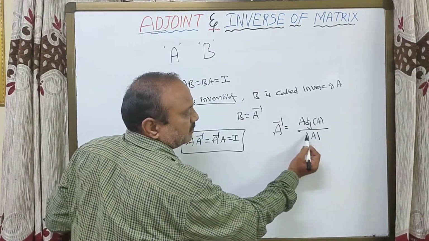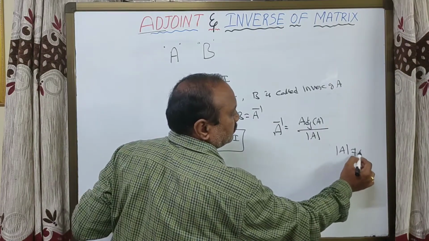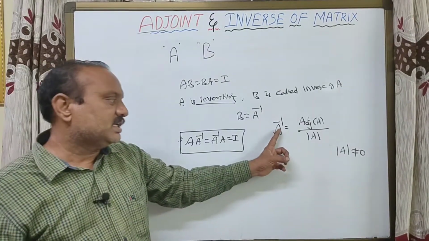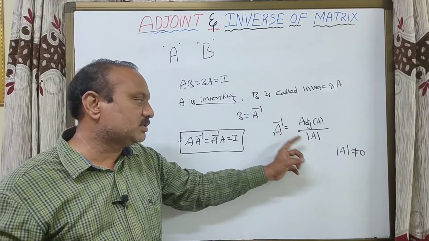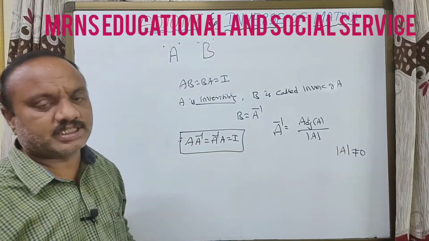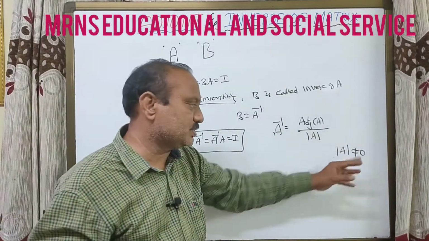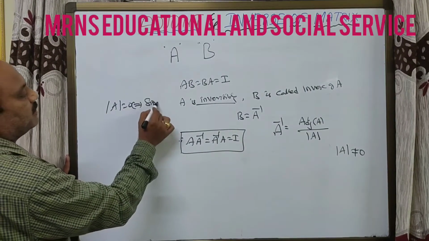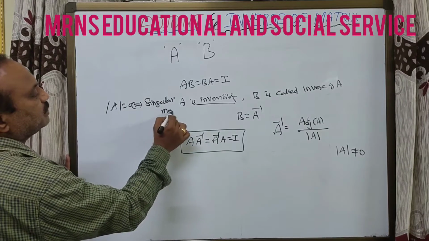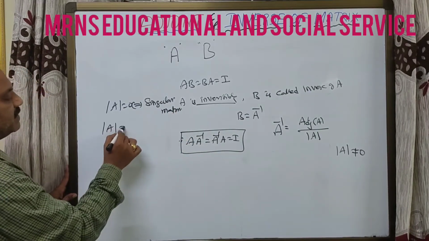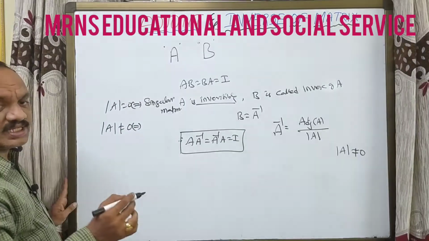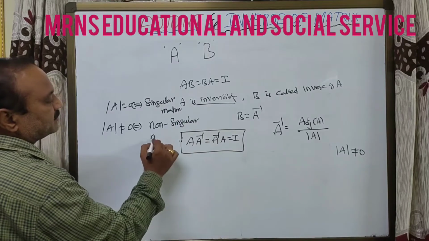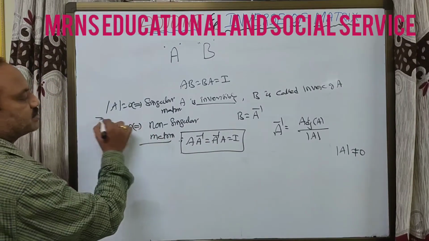Here det A is in the denominator, so it should not be equal to 0. Then only the inverse of the matrix exists. So the matrix A is invertible when det A is not equal to 0. When the determinant of the matrix is 0, it is called a singular matrix. If the determinant of the matrix is not equal to 0, then it is known as a non-singular matrix. Singular, non-singular, important students.